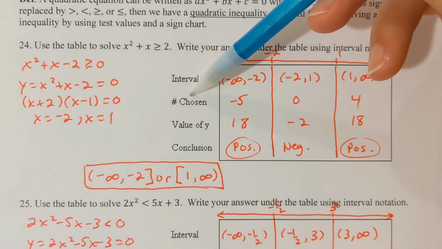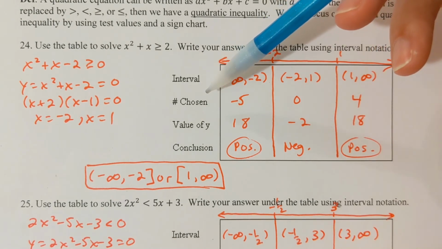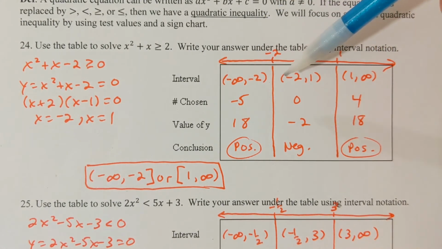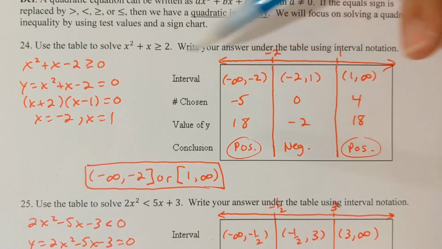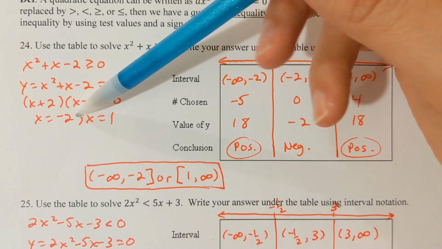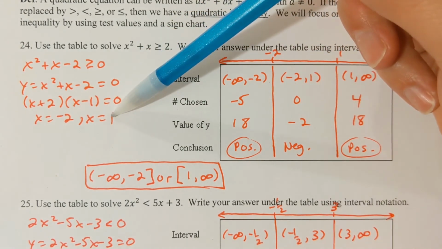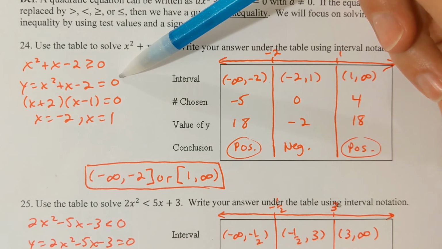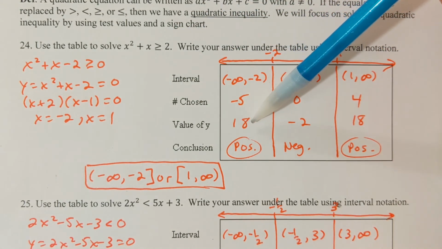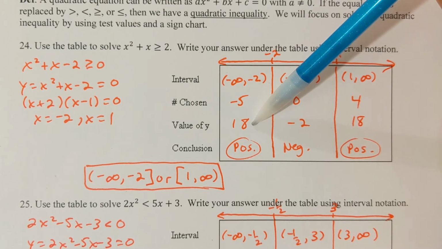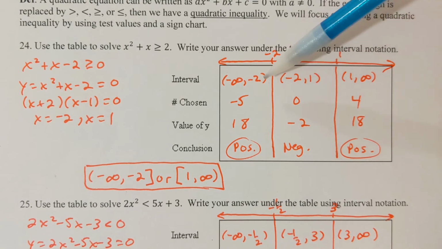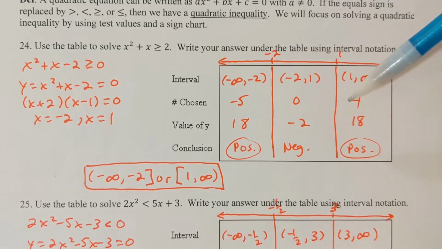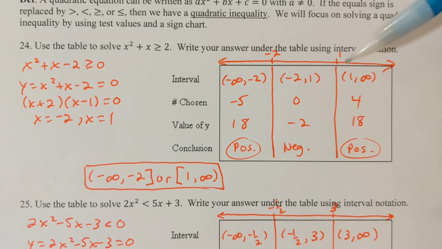So when I'm choosing a number, I can choose any number I want. It's got to be in that group. Now, I don't want to choose the critical number itself, because I already know what happens when x is -2 or x is 1, y is 0. A value of 0 is not a positive or a negative number, so I wouldn't be able to conclude positive or negative if I were to select -2 or 1. So choose any number you want, just don't choose the critical numbers is the bottom line there.